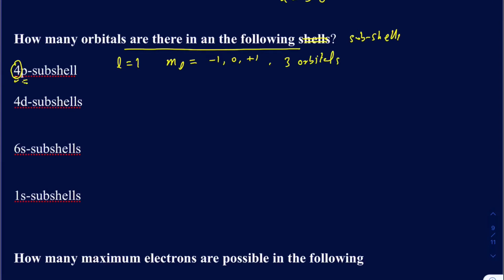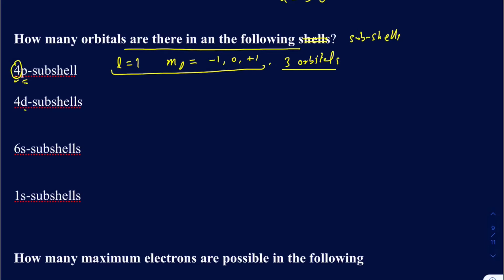You don't necessarily have to do this all the time. Once you do it a few times, you will get the hang of it, and you will be able to get those quickly. In any p subshell, as a matter of fact, you're going to have 3 orbitals in there, whether it's a 2p subshell or a 3p subshell. Let's look at this 4d subshell.